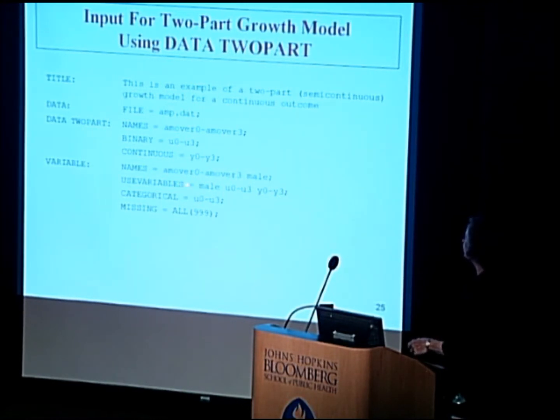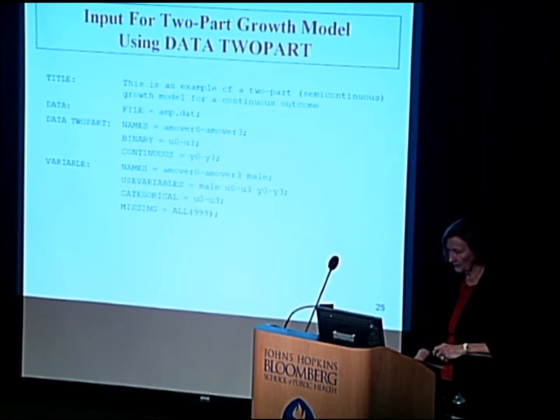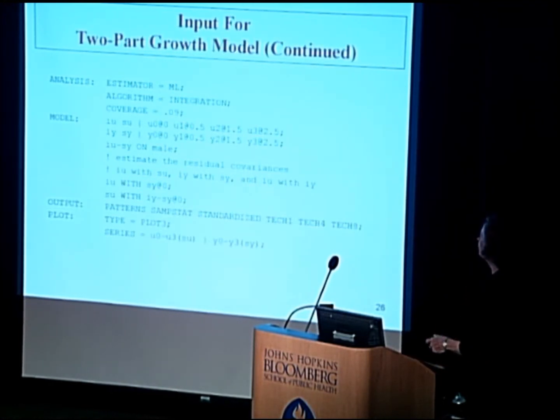In the USEVARIABLES list, we have male first because it's an original variable. It's named in the NAMES statement of the VARIABLE command. And then U0 through U3 and Y0 through Y3 have to come after any original variables because they're new variables. Then we also have to use the CATEGORICAL option to say that U0 through U3 are categorical binary variables. So DATA TWOPART is convenient. It helps you, once again, not make a mistake in your logic in DEFINE if you try to do it that way. So we're going to be using maximum likelihood estimation and numerical integration.